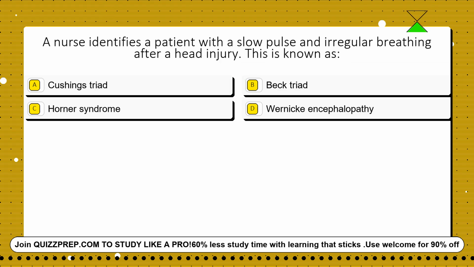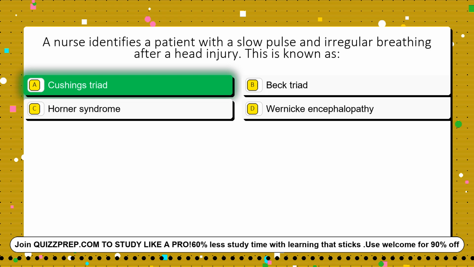Question 77. A nurse identifies a patient with a slow pulse and irregular breathing after a head injury. This is known as Option A, Cushing's triad. Option B, Beck triad. Option C, Horner's syndrome. Option D, Wernicke encephalopathy.